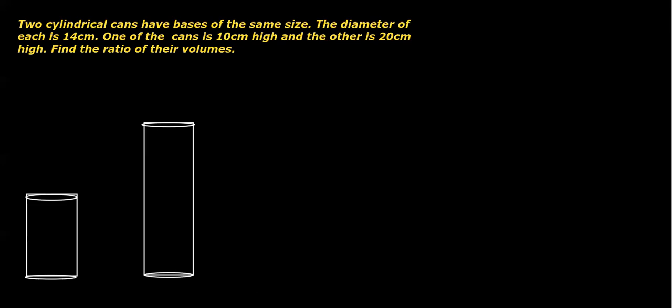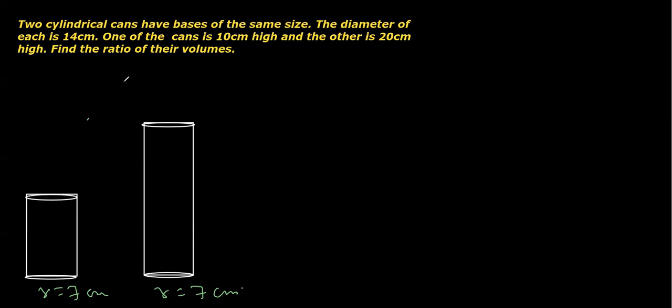Now, what do we have here? The information is that their diameters, right? The diameters is 14. So that means the radius of each will be 7 centimeter. So both radius, I'm using R to indicate, is 7 centimeter. Further, we know the height of the one can as 10 centimeters.